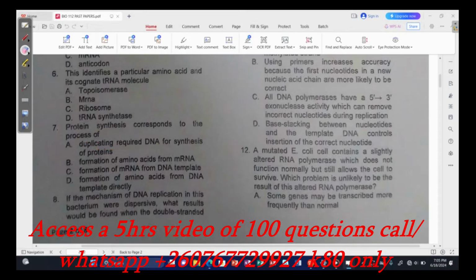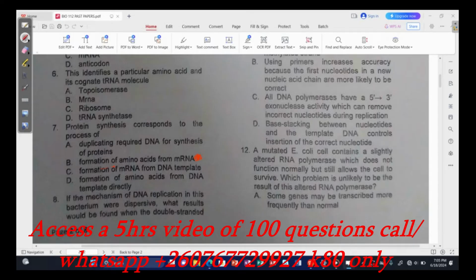Then option B is saying formation of amino acids from messenger RNA. So protein synthesis corresponds to the process of formation of amino acids from messenger RNA. We'll pause here. I'll come back to explain.